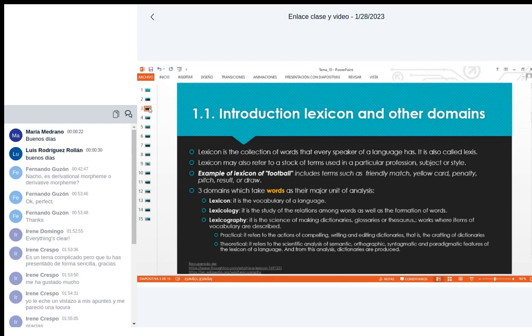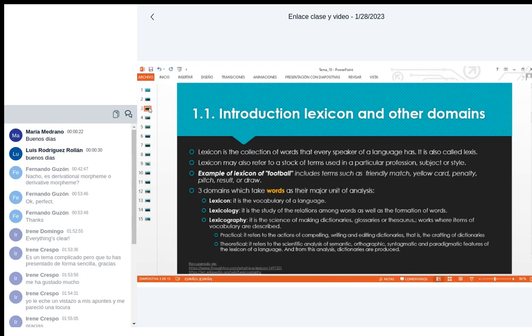So there are three domains when we analyze the language: the lexicon, lexicology, and lexicography. Well, the lexicon is basically the vocabulary of the words that make up the language. So English has its own lexicon, Spanish has its own lexicon. Then lexicology, which is the study of the relationships between words and the formation of words.